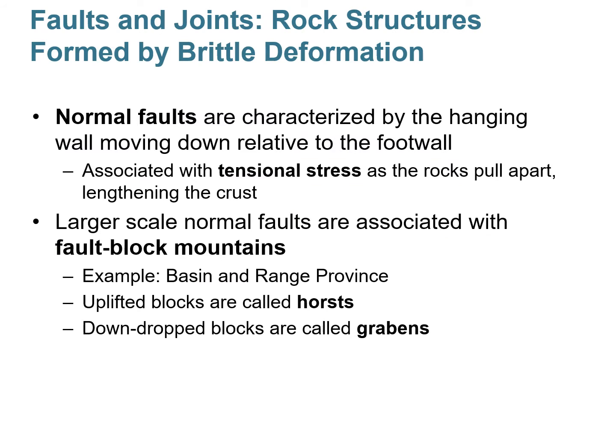Okay, normal faults are associated with tensional stress, where the stress is pulling apart. So the stresses are like that. And when you have this occur on a large scale on a tectonic plate, we call that fault block mountains. So you can create an area that has kind of mountain ranges as a result of tensional stress. And the best example of this here in the US is the Basin and Range province. And what you see is uplifted blocks, we call those horsts, and downdropped blocks, we call them grabens.